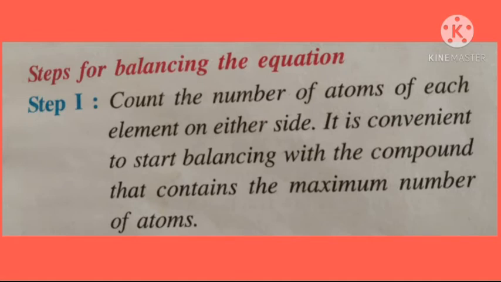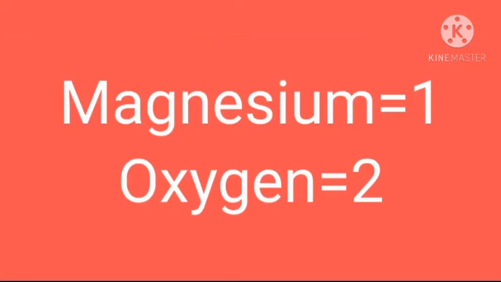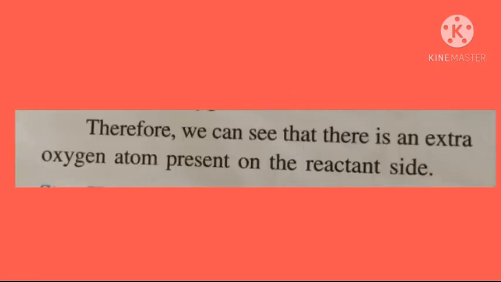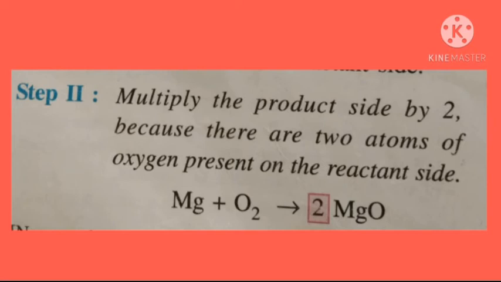So first we have to count the number of atoms of each element on the reactant side. Reactant side: magnesium is 1, oxygen is 2. Number of atoms of each element on the product side: magnesium is 1, oxygen is 1. Therefore, we can see that there is an extra oxygen atom present on the reactant side. Now step 2, what do we have to do here? Multiply the product side by 2. We have to multiply the product side, so 2 MgO, because there are 2 atoms of oxygen present on the reactant side.